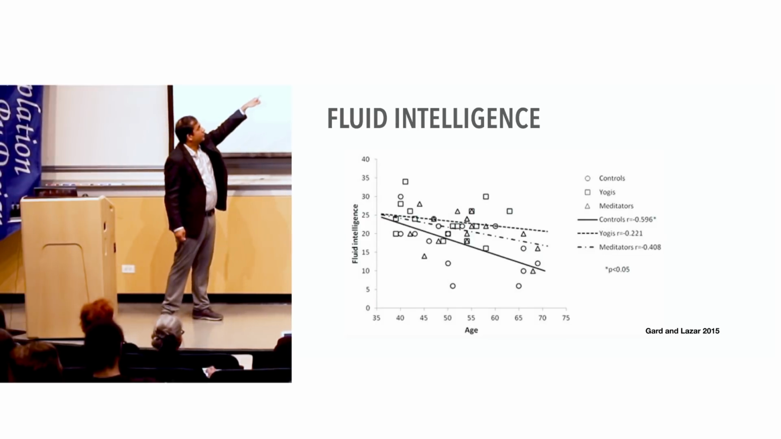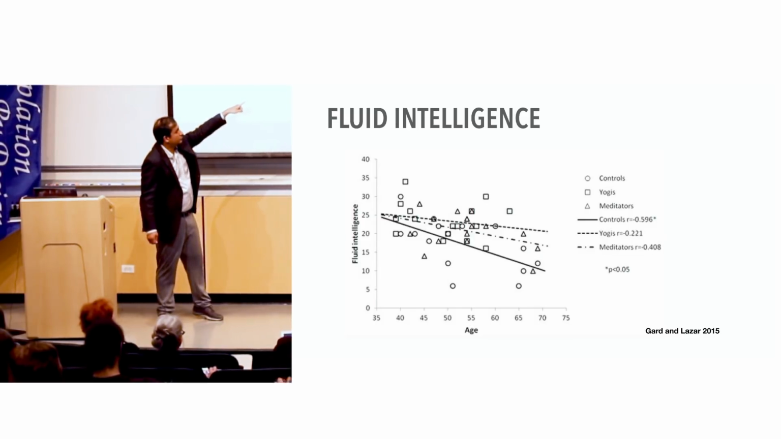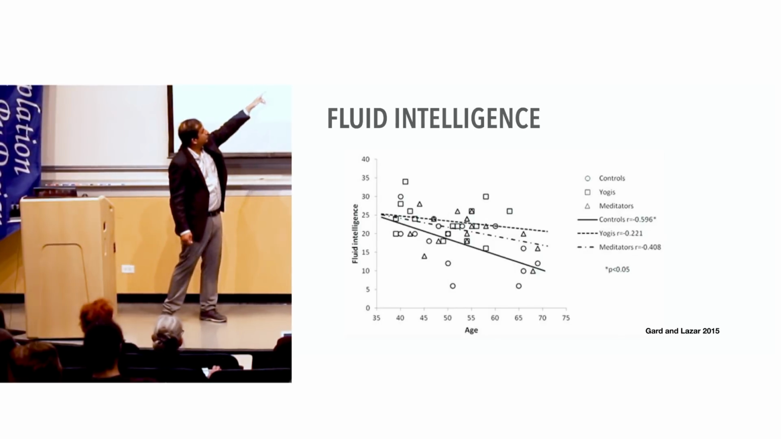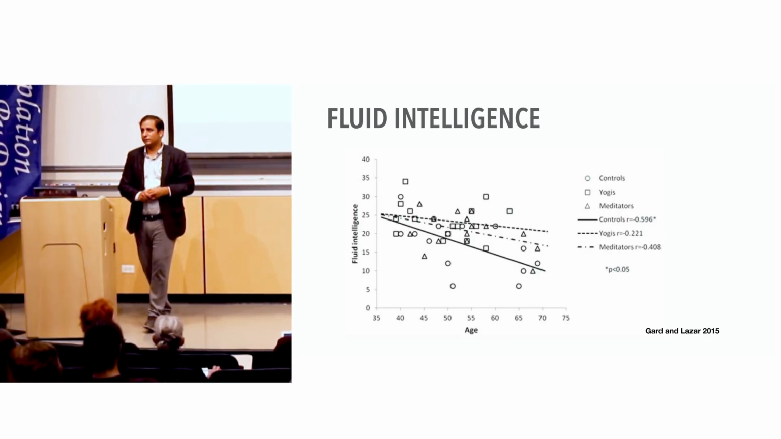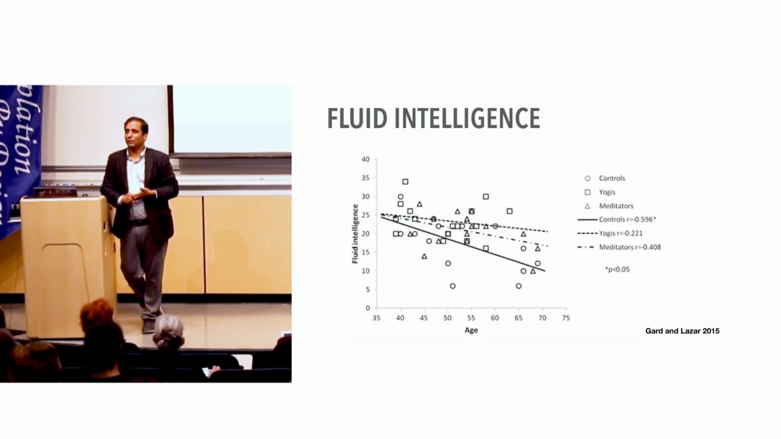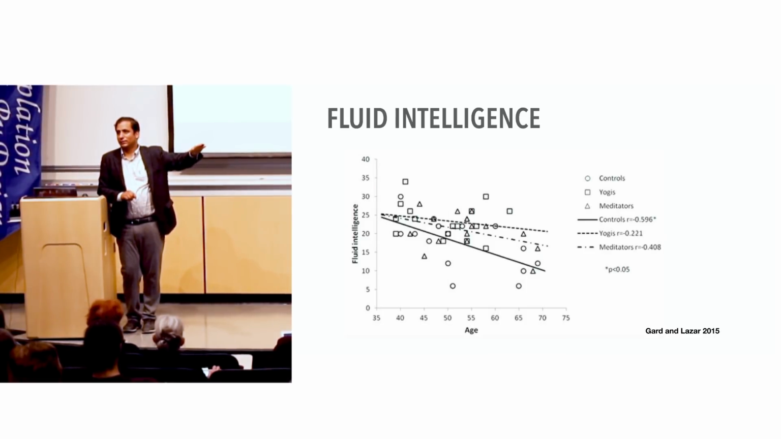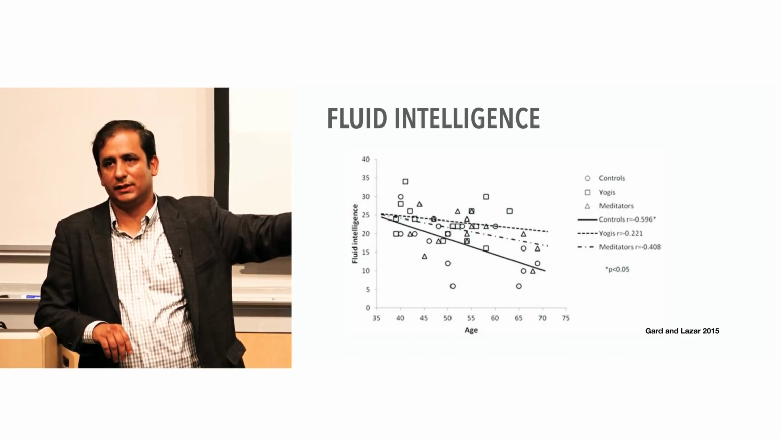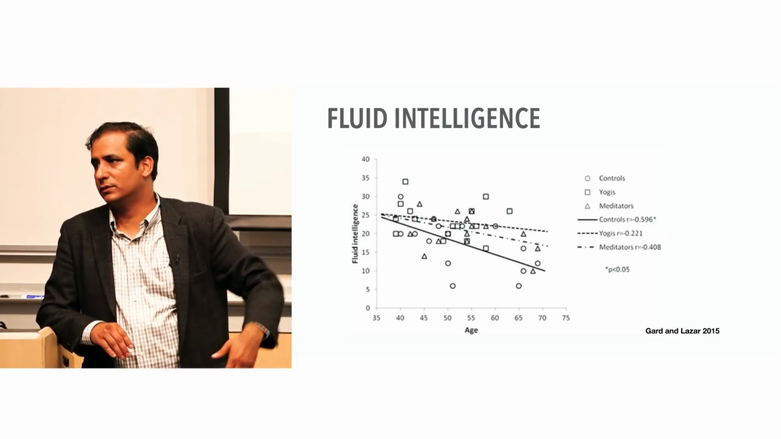And then they compared three groups: controls, yogis, and meditators. They found the people who are yogis, so these are people who are meditating plus doing yoga, had the best result. They basically slowed down and stayed fluid, had more intelligence across the age span. Meditators were slightly less, but better than controls, and controls had a normal aging process.